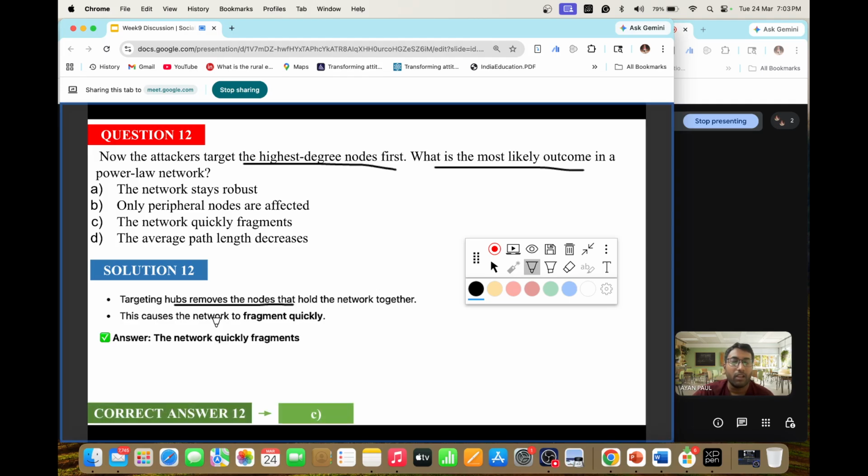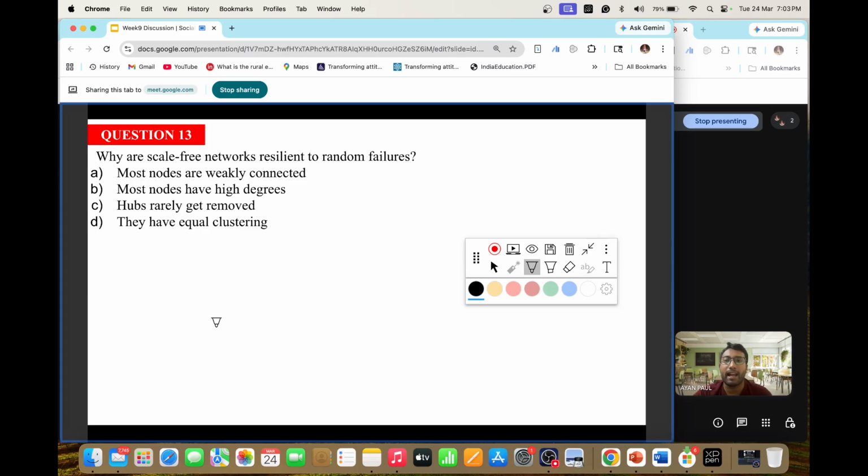Okay, let's move to the next question. Why are scale-free networks resilient to random failures? Most nodes are weakly connected. Most nodes have high degree.